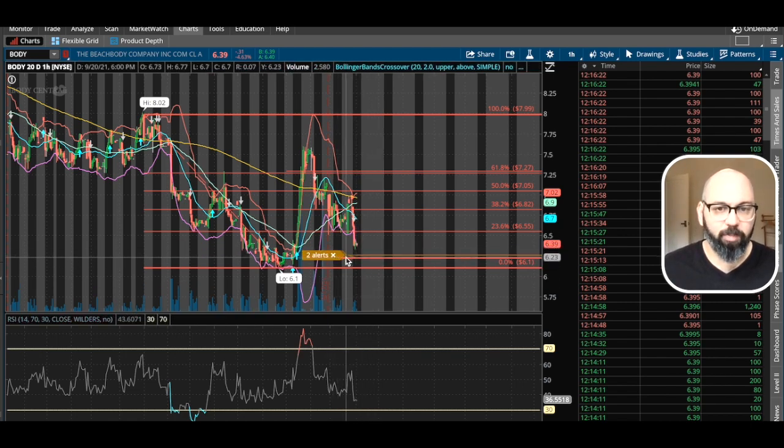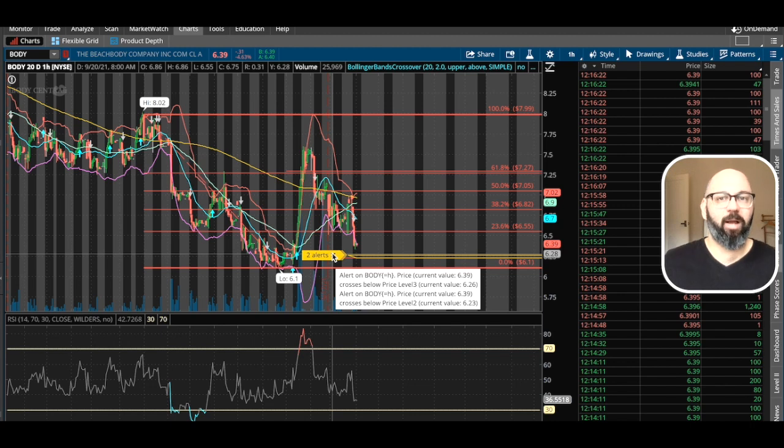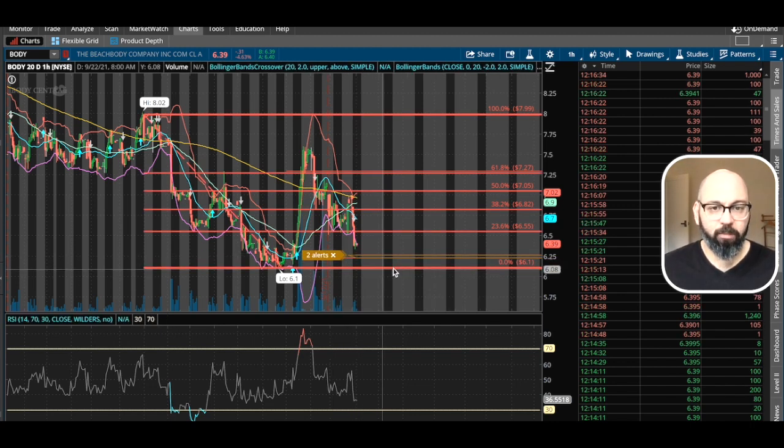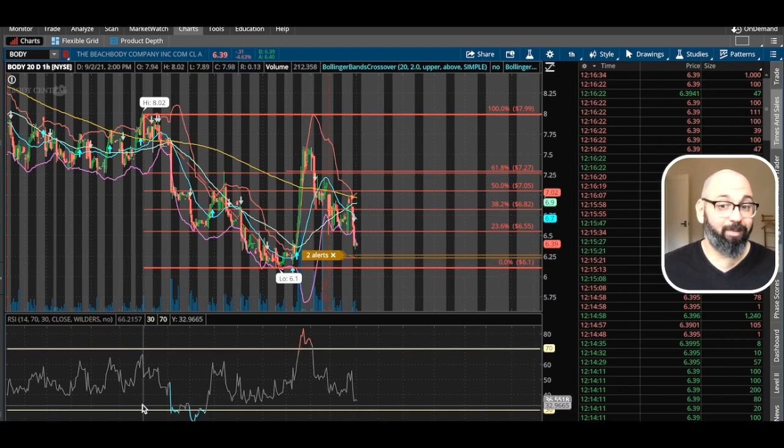When it crosses below this line, that's when I start paying attention. Now I'm waiting and I'm watching. Are we going to get to 610? Are we going to enter oversold? Is it going to be a little oversold, or is it going to be a lot oversold? Then I make my decision.